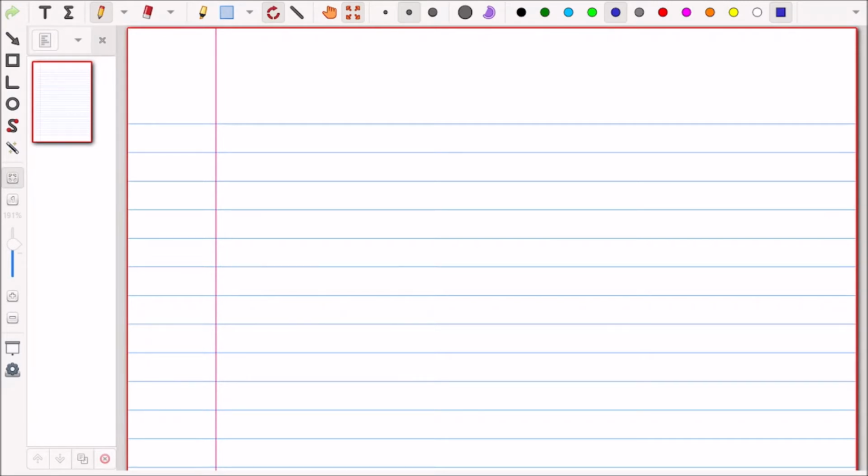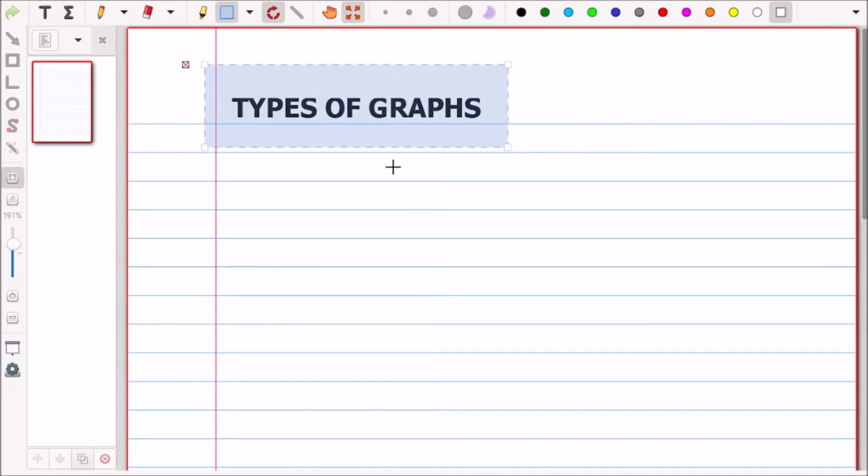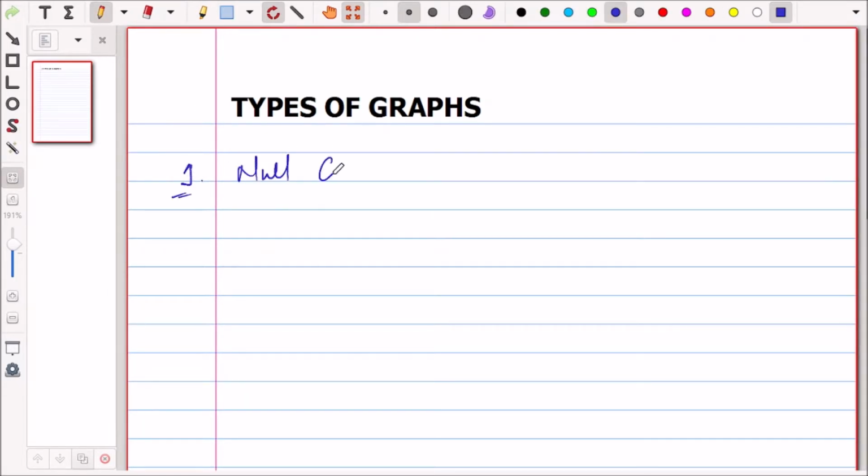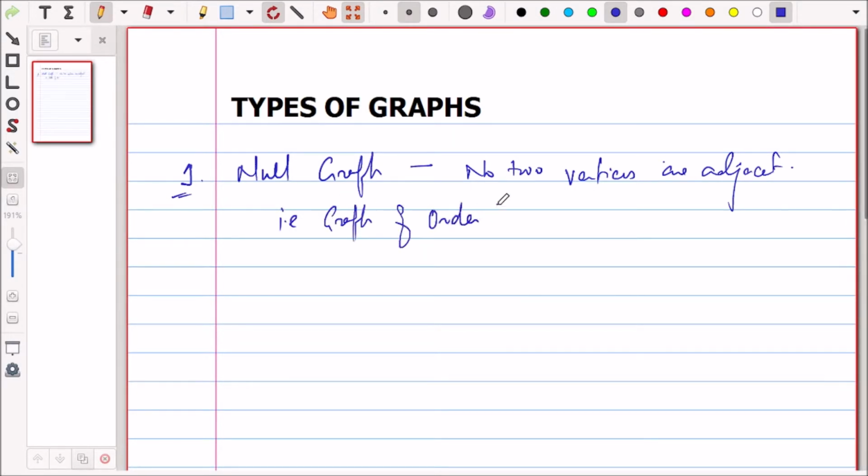So let us start again. So types of graphs. So we have already done null graphs in which no two vertices are adjacent. First is null graph. No two vertices are adjacent. That is graph of order n and size 0. Okay.